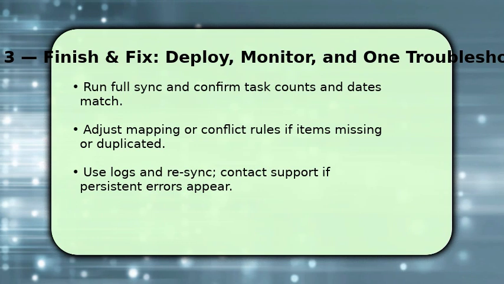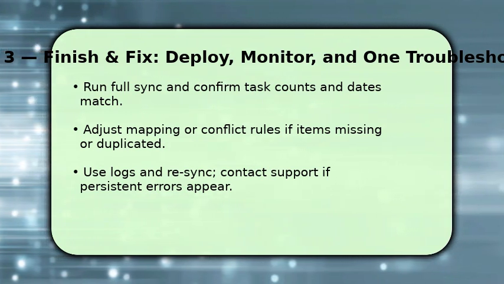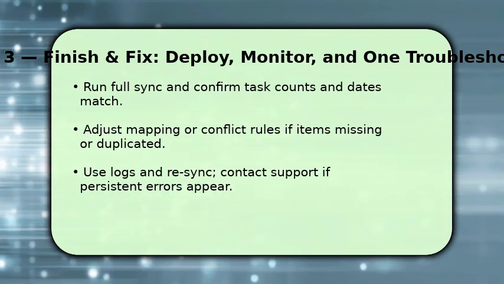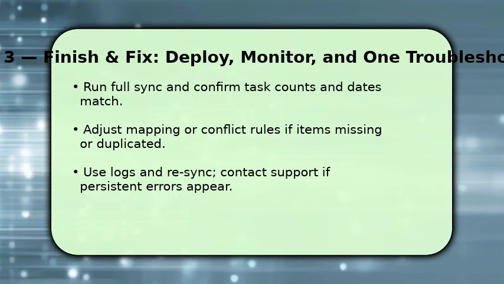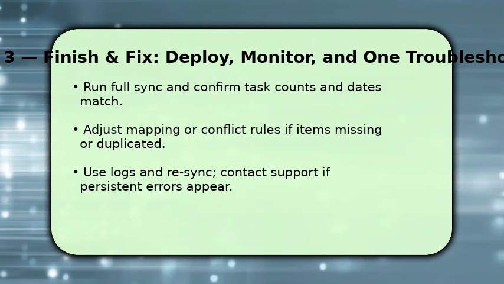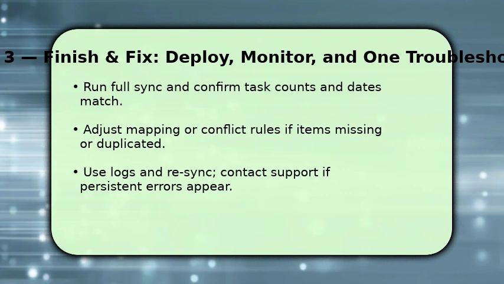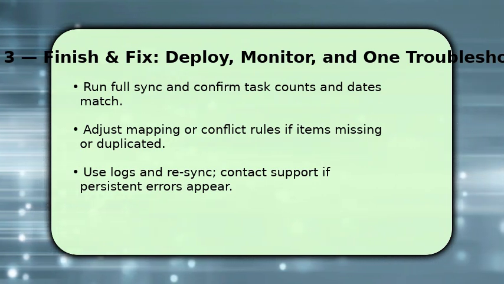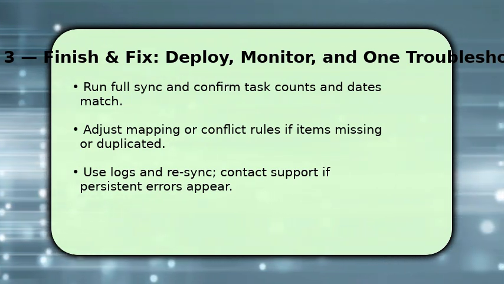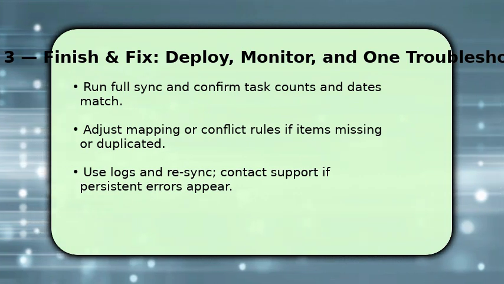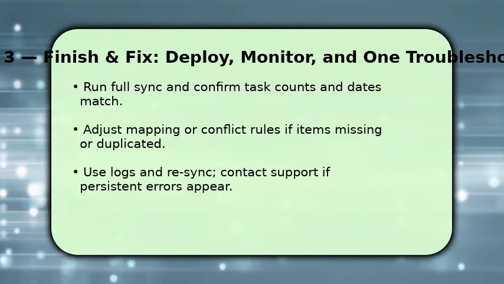Inspect a sample of imported tasks to ensure labels and subtasks translated correctly. If items are missing or duplicated, pause and adjust field mapping or conflict rules, then rerun the sync. This fixes most issues. If errors persist, check the sync logs for API failures and reauthorize the Google token.